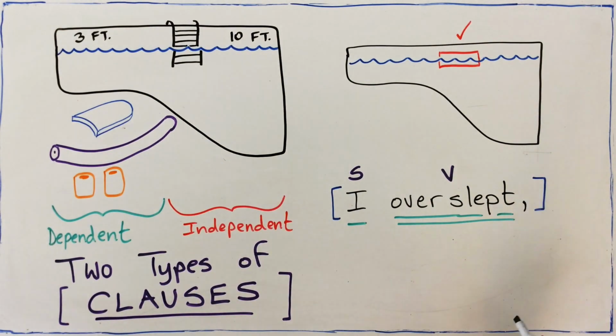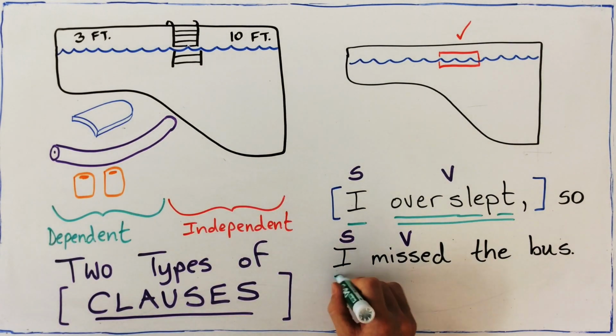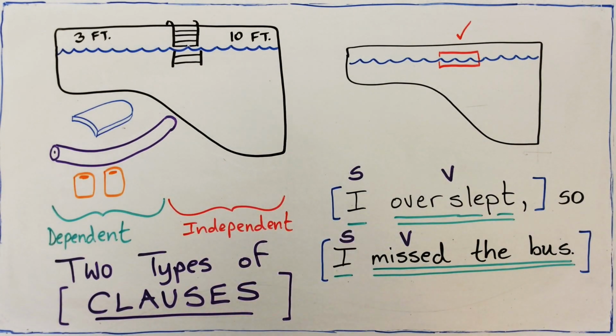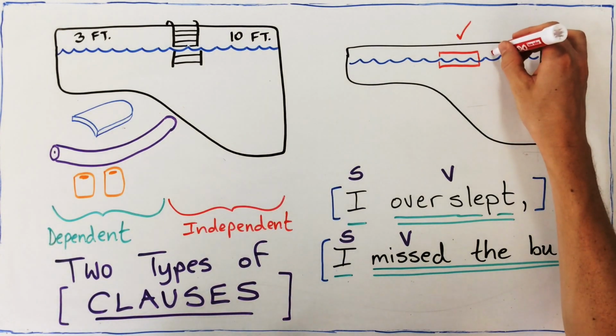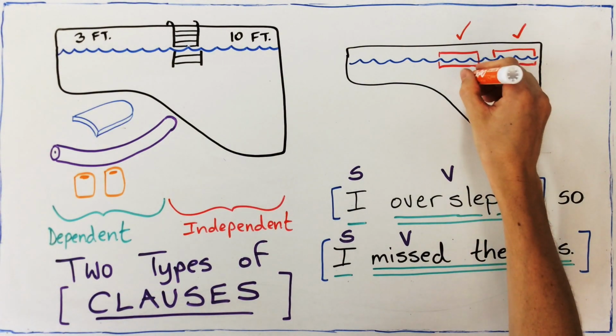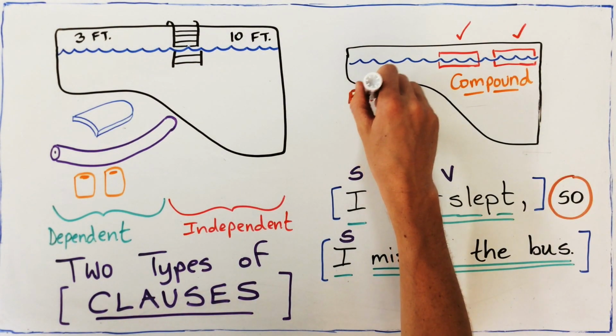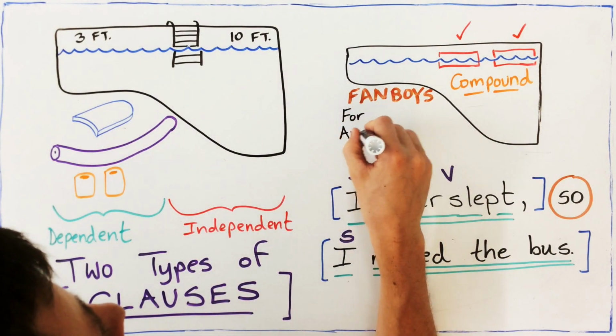Now let's grow the sentence bigger by adding another clause to this one. We've added another complete subject, I, and another complete predicate, missed the bus. And if you read that clause, I missed the bus, by itself, you'll see that it floats too. That second clause could be a sentence all by itself, just like I overslept. That makes this sentence compound. A compound sentence happens when you have two independent clauses linked together, floating side by side. And the magic is this word in the middle, so.